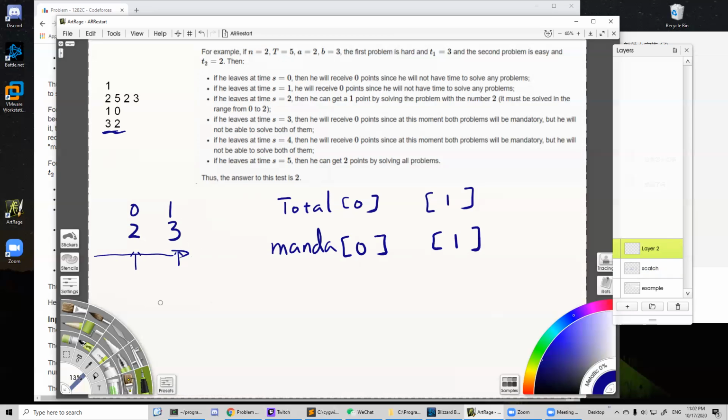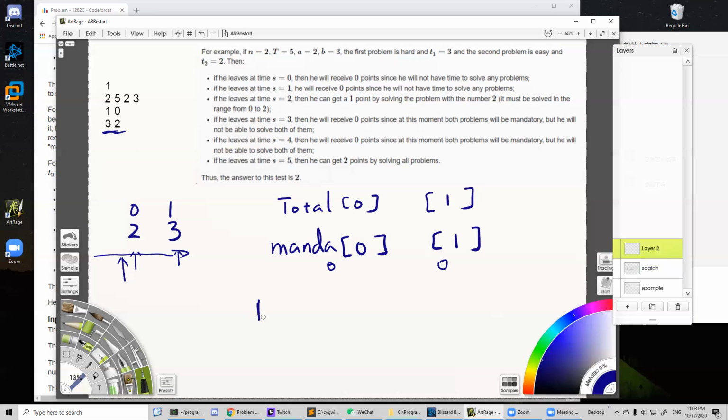So we are going to iterate over the time from left to right, which means we start by checking time 1. So at time 1, there are 0 mandatory easy problems, right? And there are 0 mandatory hard problems. So at this point, we can just solve any problem we have left, right?